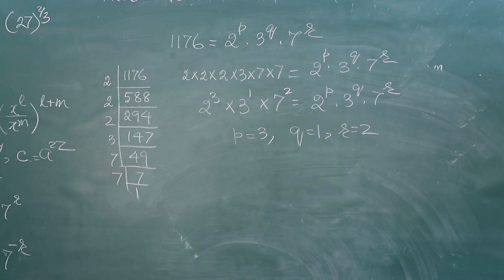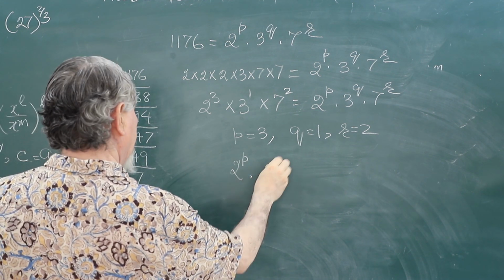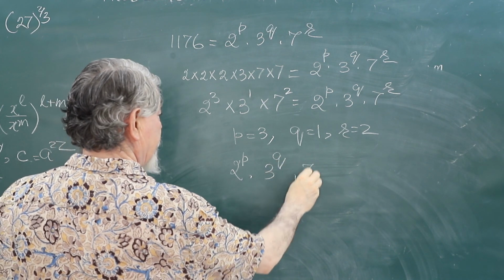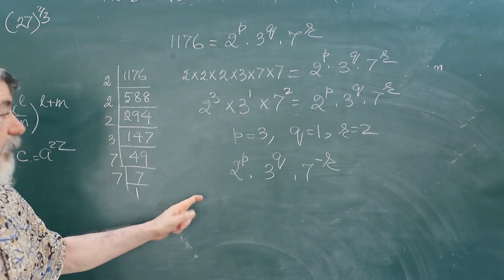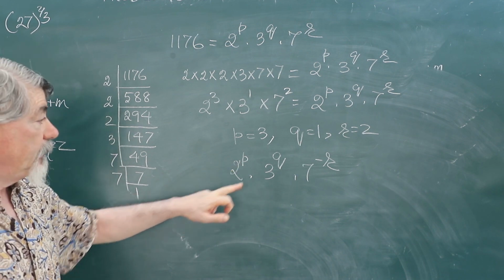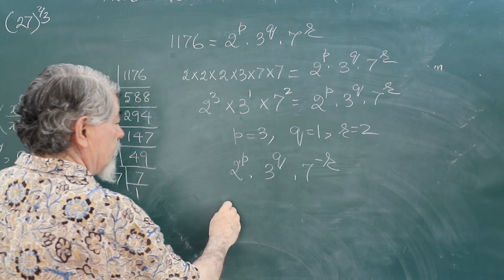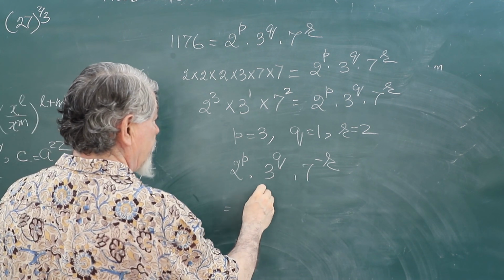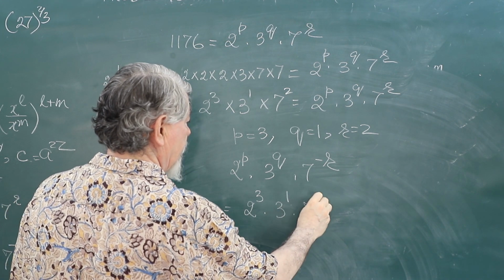Find p, q and r. And then he wants you to find the value of 2 to the power p, 3 to the power q, and 7 to the power minus r. He wants you to find the value of the following: 2 to the power p, 3 to the power q, and 7 to the power minus r. So 2 to the power p means 2 to the power 3, 3 to the power 1, and 7 to the power minus 2.